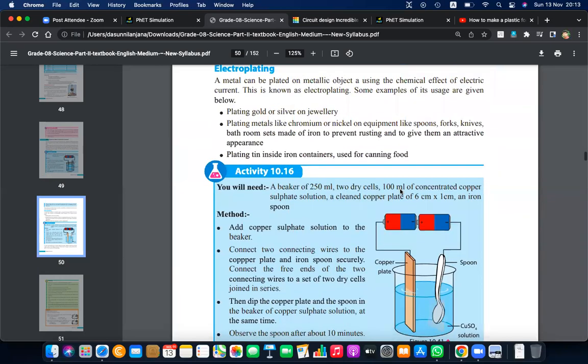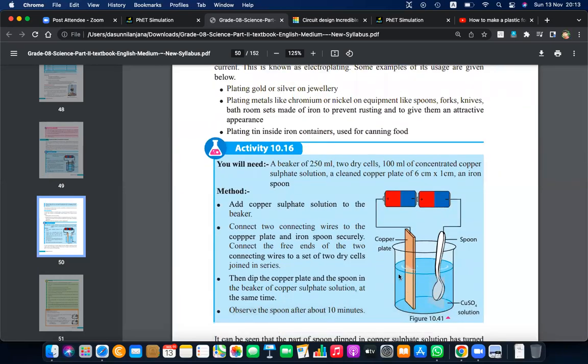Electroplating. So this is if you find copper sulfate solution. Here they are using a copper plate and a spoon with the copper sulfate solution, connected to battery setups similar to the previous way. Again, a 250 milliliter beaker is taken. You can take a cup. Then 100 milliliters of concentrated copper sulfate solution. You have to put some more copper sulfate into the solution and mix it, right?